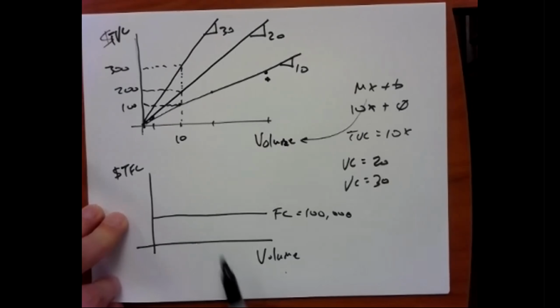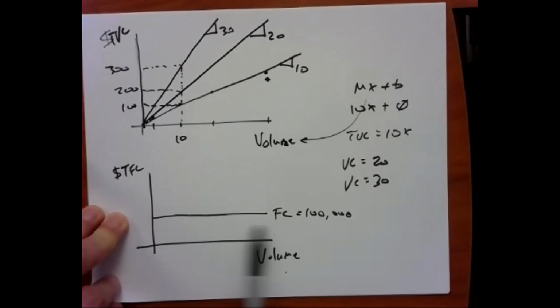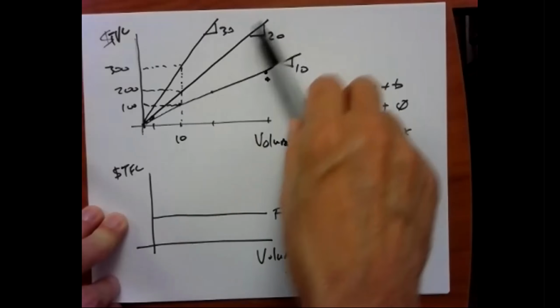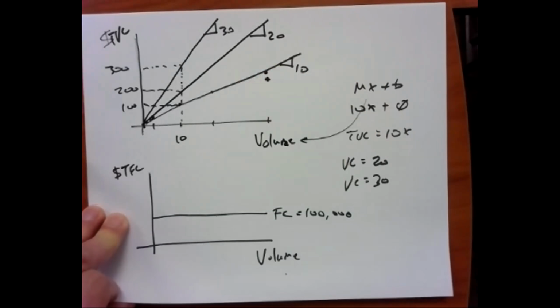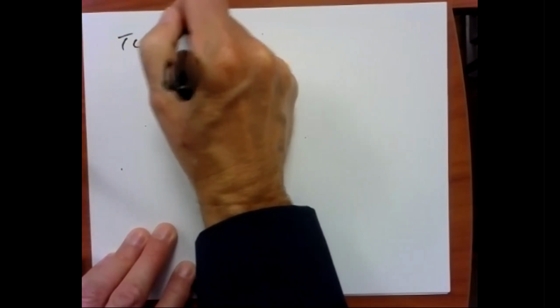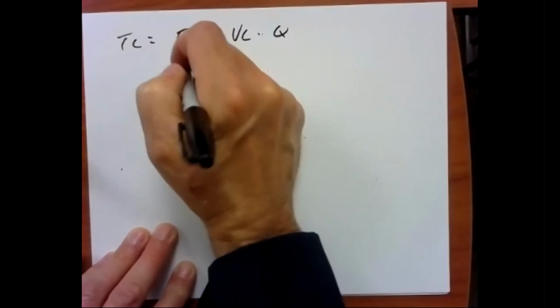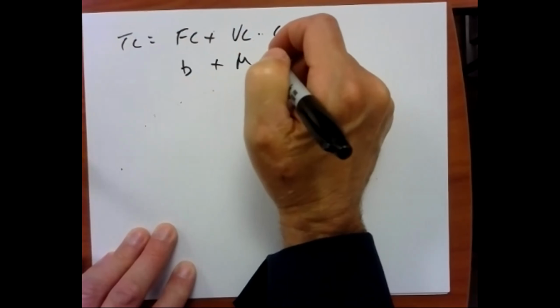Okay, so we've got this straight line, this horizontal line fixed cost, this increasing line for our variable costs. So now I want to do total cost. I want to graph the total cost of my process. But we said earlier, total cost is fixed cost plus variable cost times quantity, right? That's B plus MX.